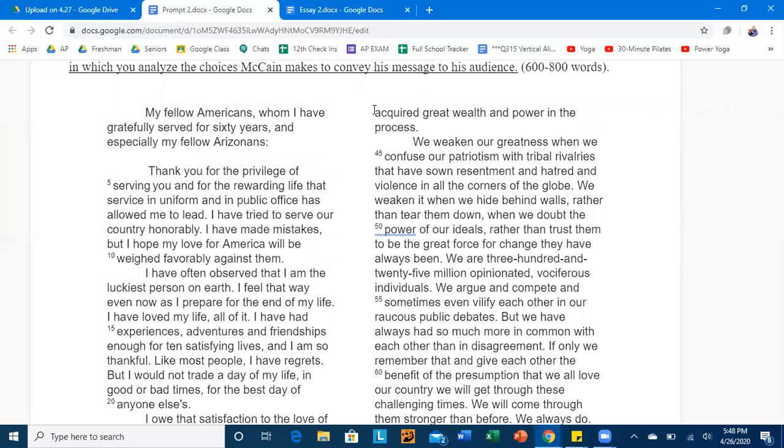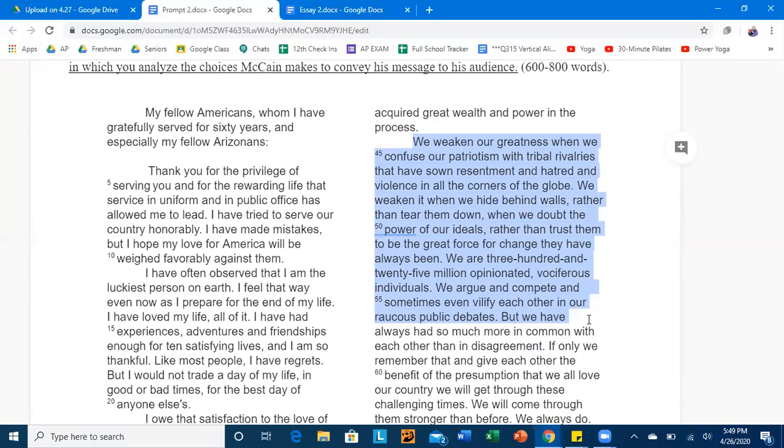We have acquired great wealth and power in the process. We weaken our greatness when we confuse our patriotism with tribal rivalries that have sown resentment and hatred and violence in all the corners of the globe. We weaken it when we hide behind walls rather than tear them down, when we doubt the power of our ideals rather than trust them to be the great force for change they have always been.